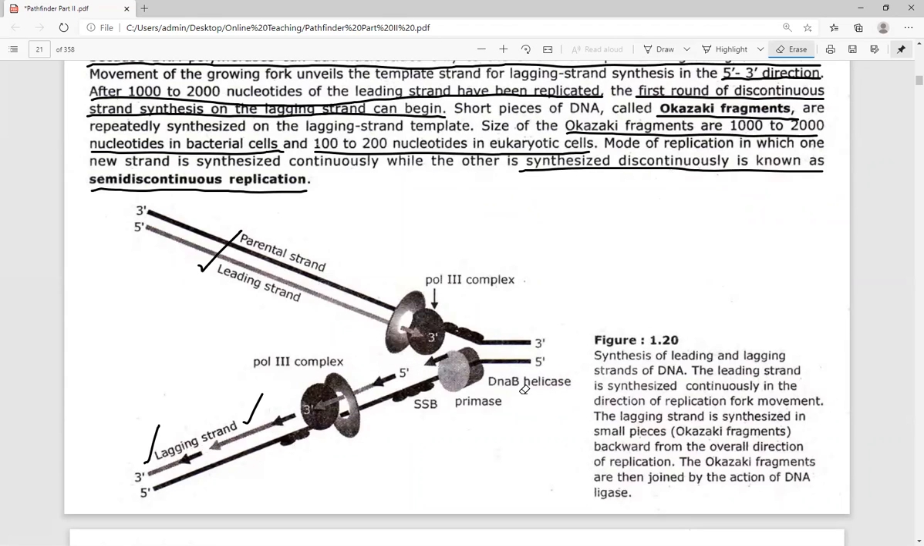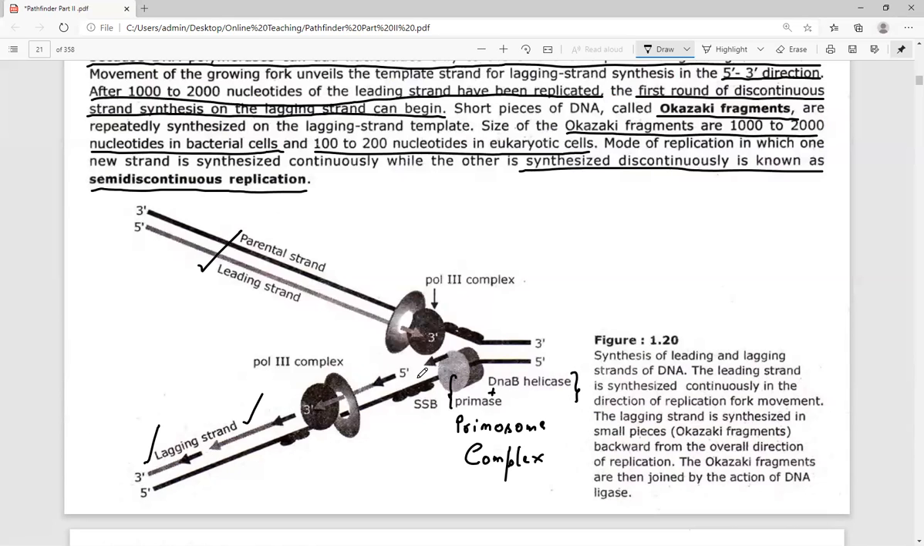The proteins that are involved are DnaB, which is a helicase. Helicase combines with primase. Once the helicase and the primase combine with each other, it leads to the formation of the primosome complex. This complex which is produced is called the primosome complex: primase and helicase combining together.